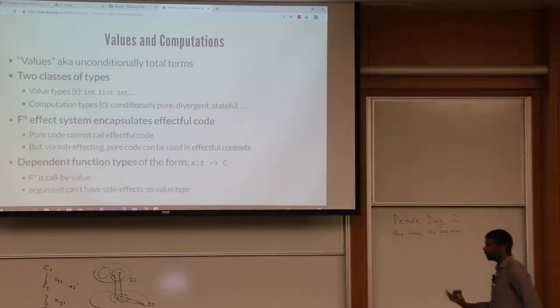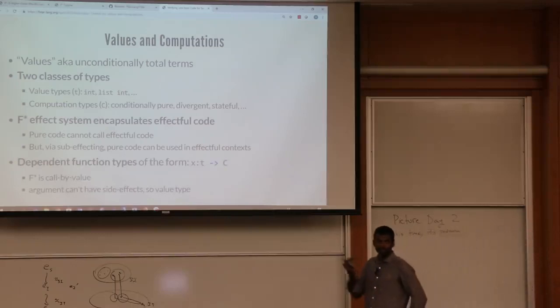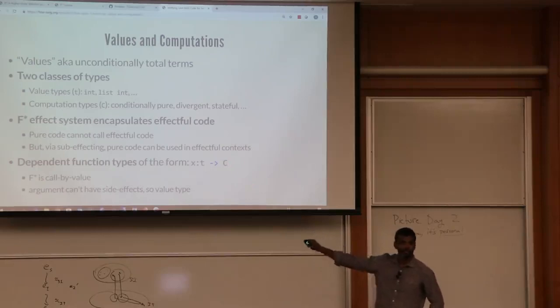And the general form of the dependent function type in F* is really like this. It says it's a function from a value x of type t to a computation. And a computation, there's a variety of computation types that you can have here. Tot is one of them.